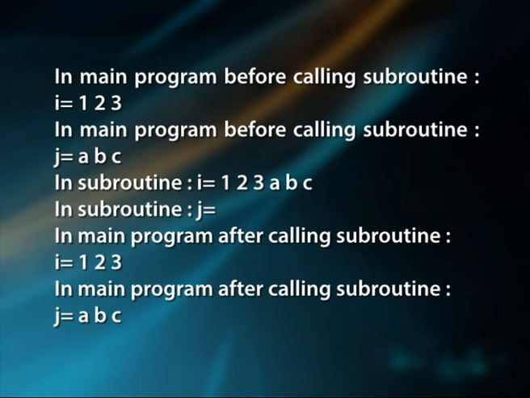The output obtained after the execution of this program itself illustrates the problem of this approach. In main program before calling subroutine i equals 1, 2, 3. In main program before calling subroutine j equals a, b, c. In subroutine i equals 1, 2, 3, a, b, c. In subroutine j equals empty. In main program after calling subroutine i equals 1, 2, 3. In main program after calling subroutine j equals a, b, c.